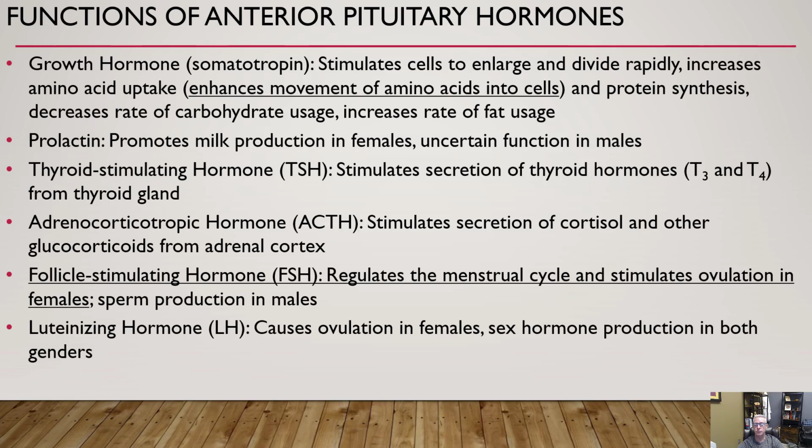Cortisol is your stress hormone. So when you're cramming for midterms, or if you have a stressful situation in life, cortisol is going to be released. FSH, follicle stimulating hormone, is what's going to regulate the menstrual cycles in females or stimulate ovulation in females. It's also going to produce sperm in males. Luteinizing hormone is what's also going to cause ovulation in females, as well as sex hormone production in both males and females.